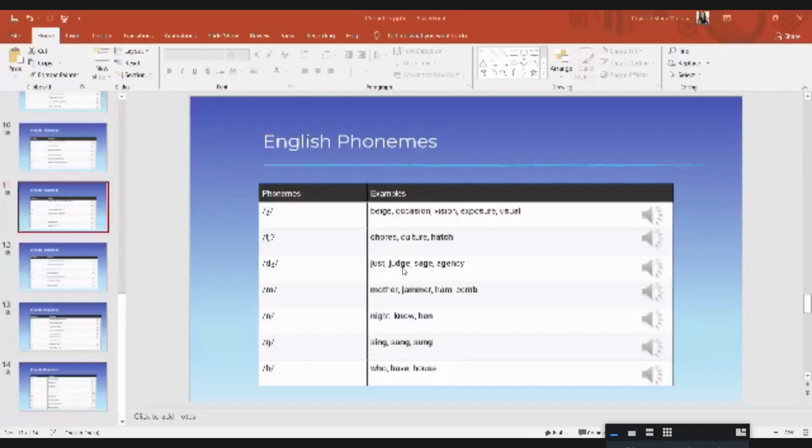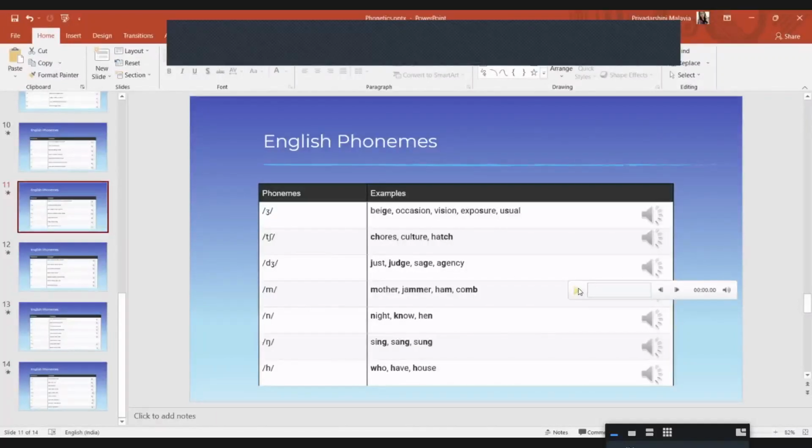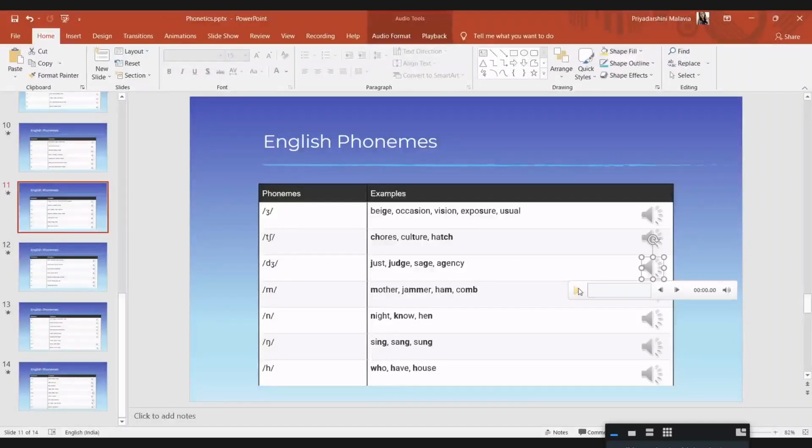It's totally connected with how we exactly pronounce it. So when you're writing or reading in a phonetic script, pay attention to just the pronunciation of the word. The spelling of the word does not matter. Okay, so we'll just hear: j, just, judge, sage, agency. You guys heard the kind of emphasis that they put on the phoneme.